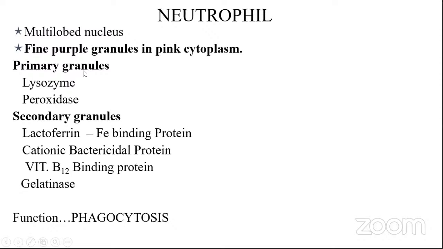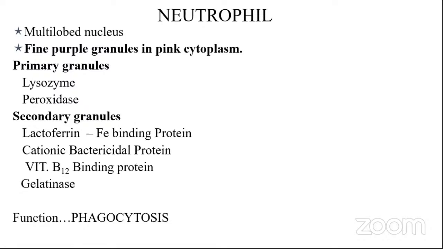They contain mainly primary granules and secondary granules. Sometimes this can also be asked as a one-liner. The primary granules in neutrophils are mainly lysozyme and peroxidase enzymes. Secondary granules are mainly lactoferrin, the iron binding protein, and cationic bactericidal protein, very important for killing bacteria. Cationic bactericidal protein is a part of secondary granules, along with vitamin B12 binding protein and gelatinase.